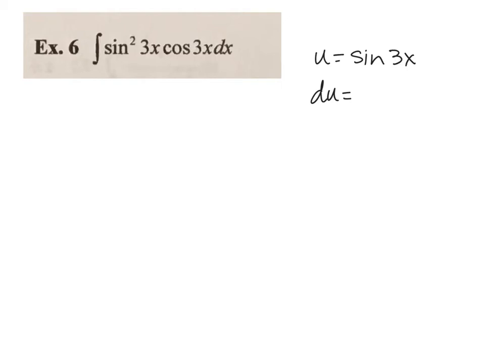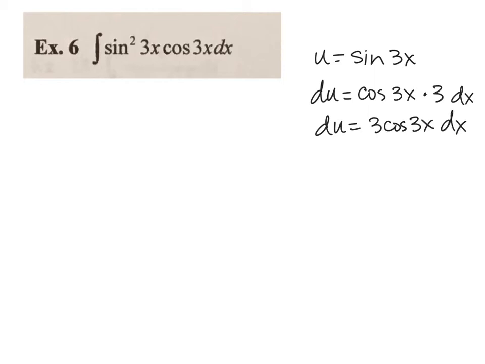The derivative of sine of something is cosine of that something. So it'd be cosine 3x. And then times the derivative of the inside function. Well, the derivative of 3x is 3. So I'm just going to turn that around and write it as 3 cosine 3x. And then, of course, we need to multiply that by dx.